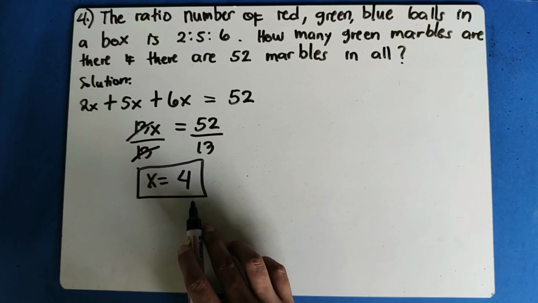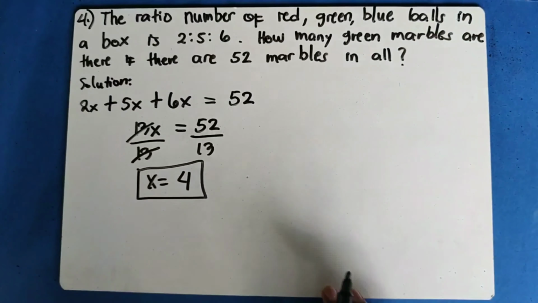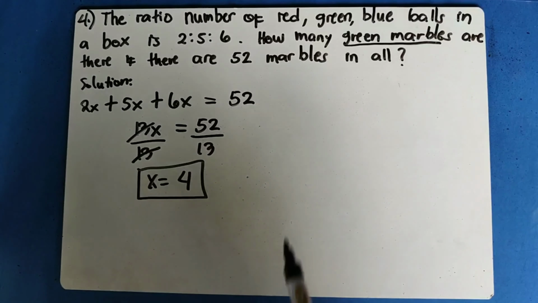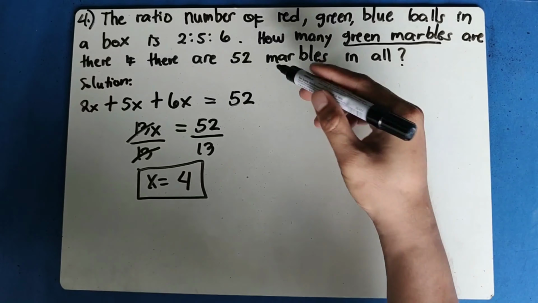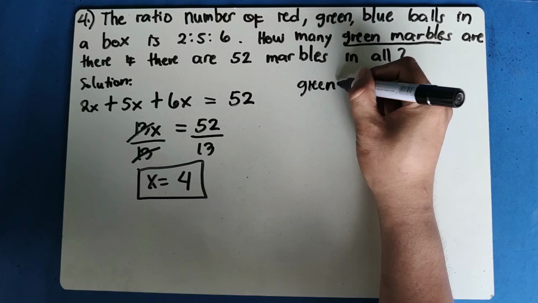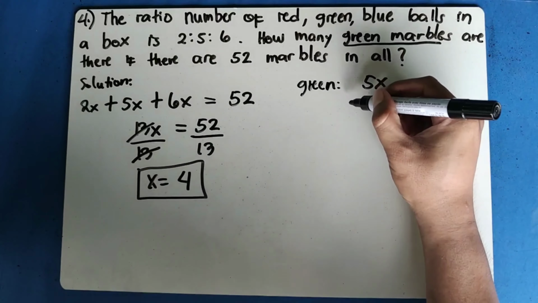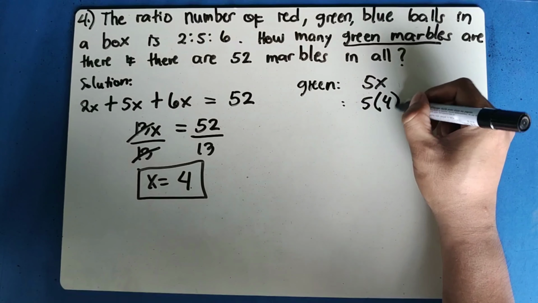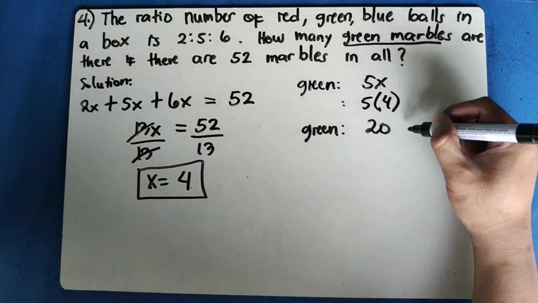Kasi, we are going to focus kung ano yung hinahanap sa problem, kung ano yung hinihingi sa problem. Now, in this problem, hinihingi dito, how many green marbles? Ano yung ratio ni green? Red, green, blue. Ibig sabihin, yung ratio ni green ay 5x. So, our x is 4. We are going to substitute the value of x is 4. 5 times 4. Therefore, the green marbles, there are 20 green marbles.